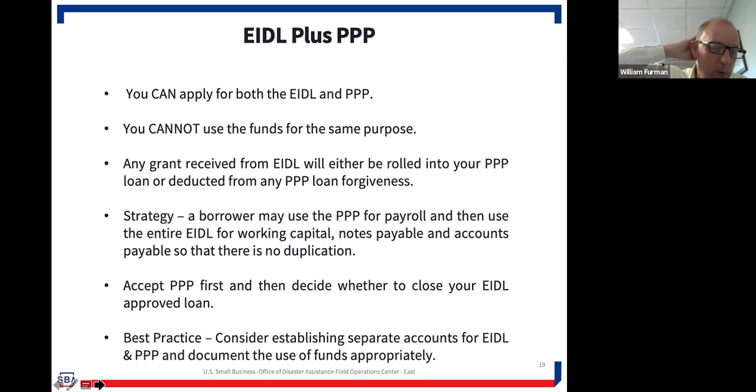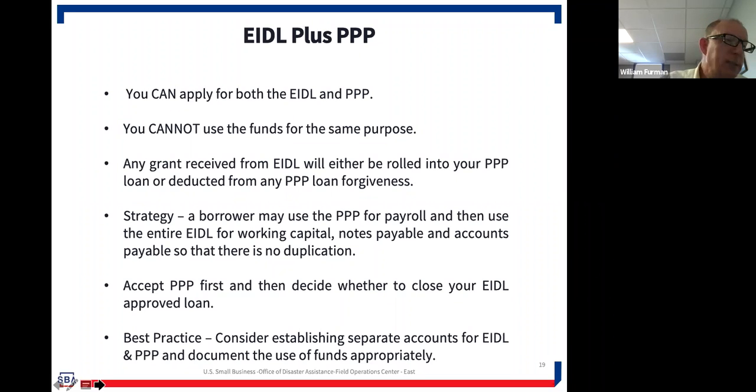You don't want to pay the same items using both sources of funds. Now, any grant you receive from EIDL will either be rolled into your PPP loan or deducted from any PPP loan forgiveness. So you're not going to be able to get two grants. You can't get a grant from an EIDL and a grant from PPP. That would be double dipping.